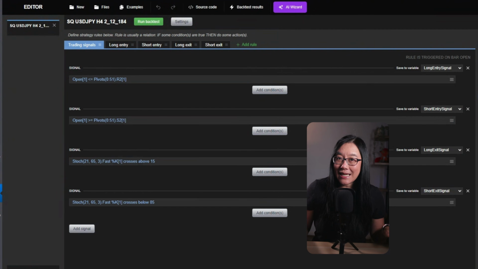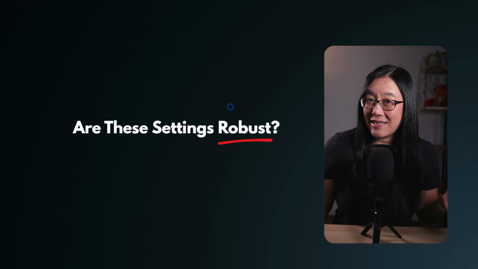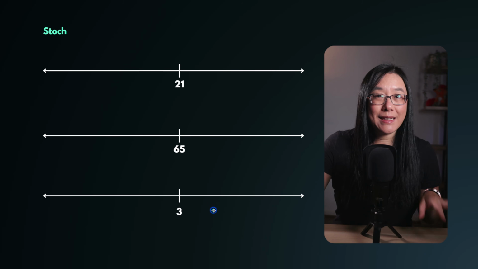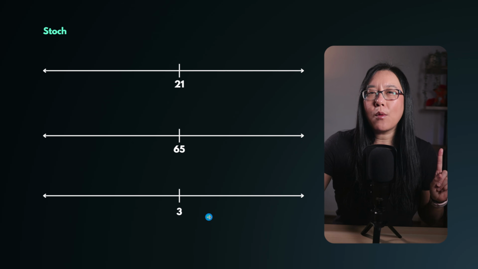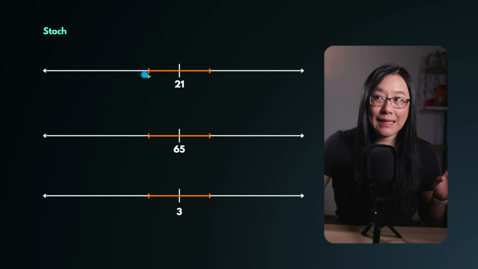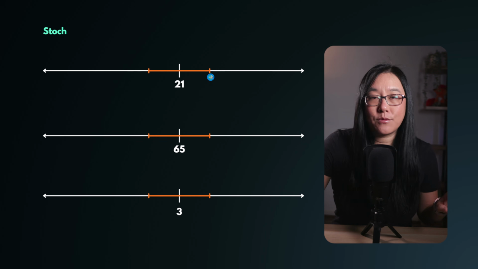What I'm going to do instead is open up the logic of this strategy so we can see for the long and short entry, it's symmetrical, it's using pivots, and for the exits, it's using the stochastic indicator with a level of 15 and 85. But the real question here is, are these settings robust? So what I went and did is I tried to break this strategy. The current values are 21, 65, and 3. But what if I went and changed them a little bit to the left and a little bit to the right? So let's go ahead and pick some random values.